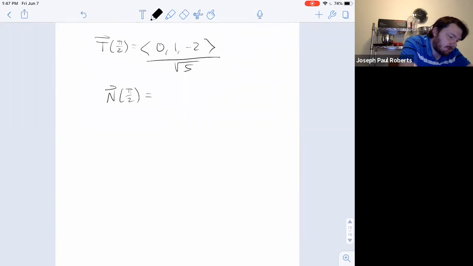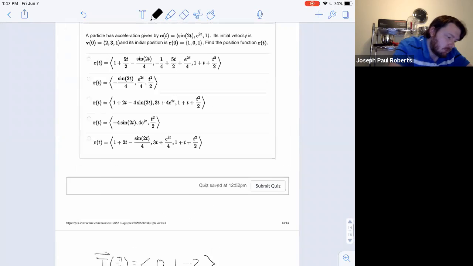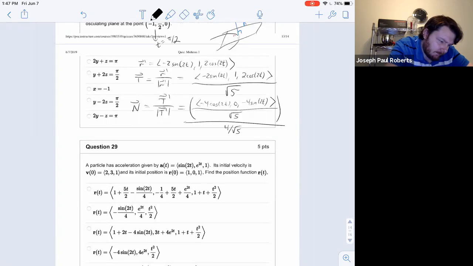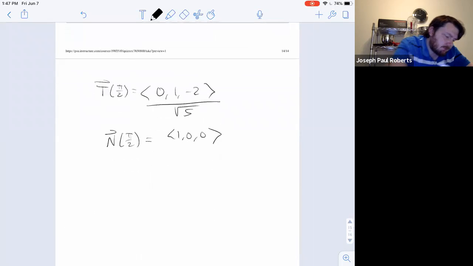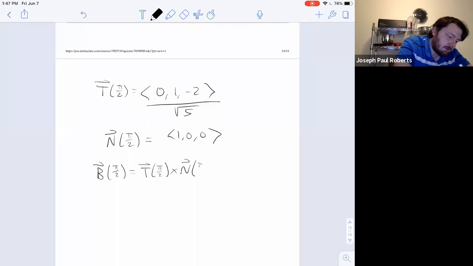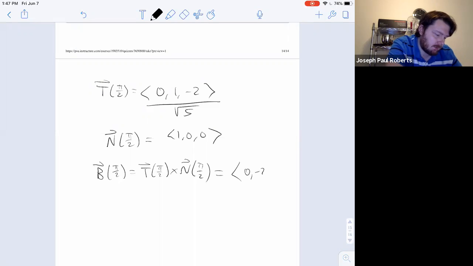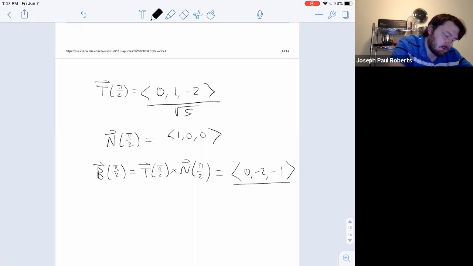Yeah, I think it's just I, actually. 1, 0, 0. If you carefully go through, yeah. It's got to be a unit vector. So b of pi over 2 is t of pi over 2 cross n of pi over 2, which ends up being what? 0, 0, -2 minus 0. So -0, -2, -1 over square root of 5 when you do that cross product.